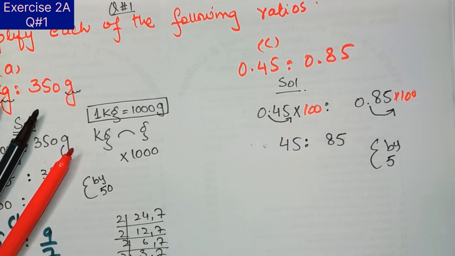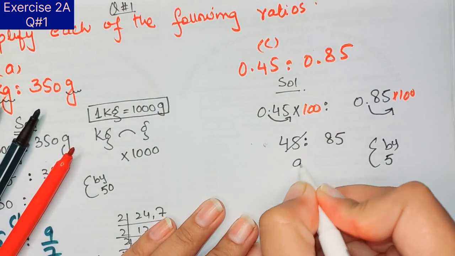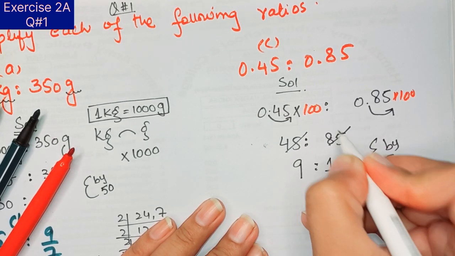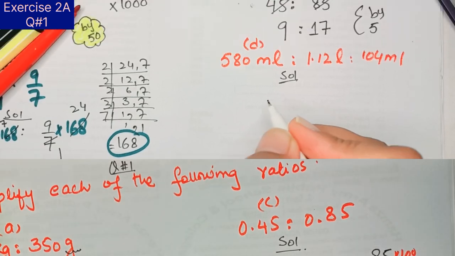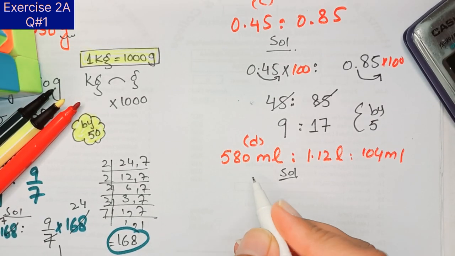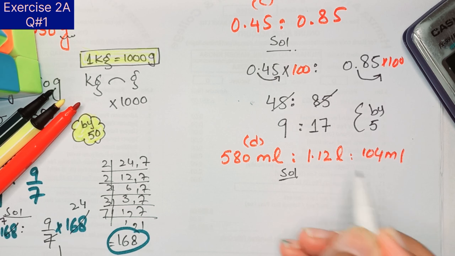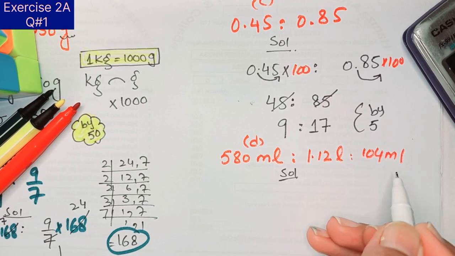So we can divide it by 5, 9 times. By 5, 7 times, so we can't. In the D part, we have 580 milliliter, 1.12 liter, 104 milliliter.